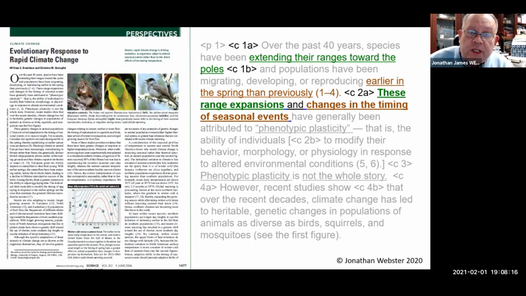So in clause 1A, what's the focus? Where's the new information? Extending their ranges toward the poles. In clause 1B, what is the new information? Again, what comes toward the end of the clause? Earlier in the spring than previously.